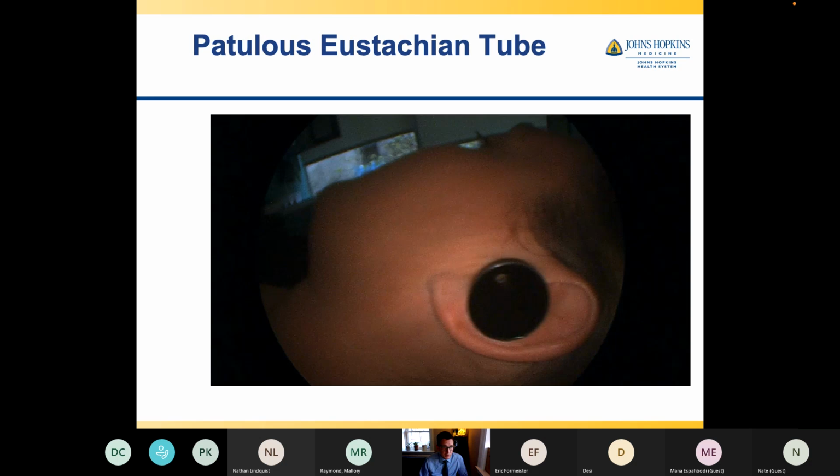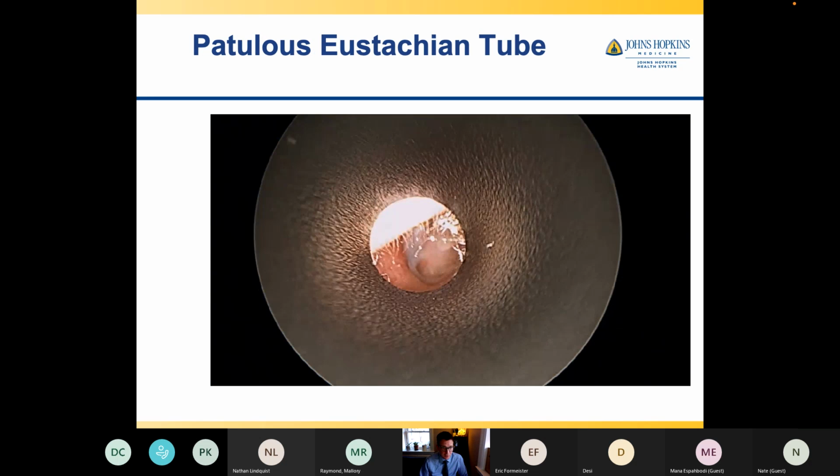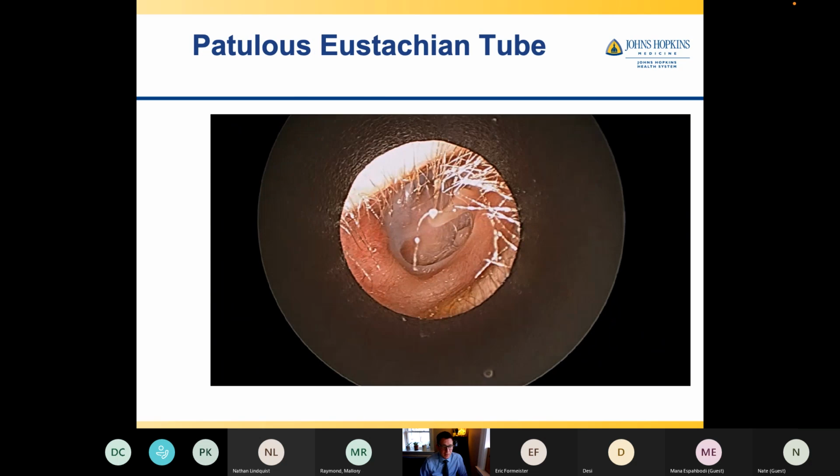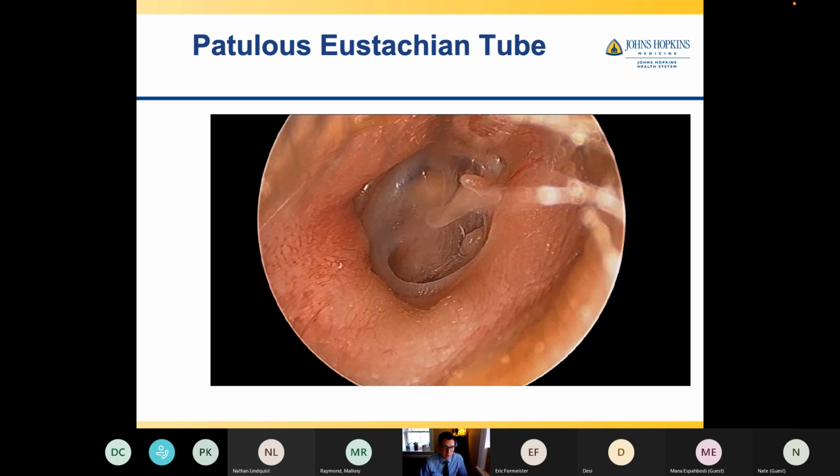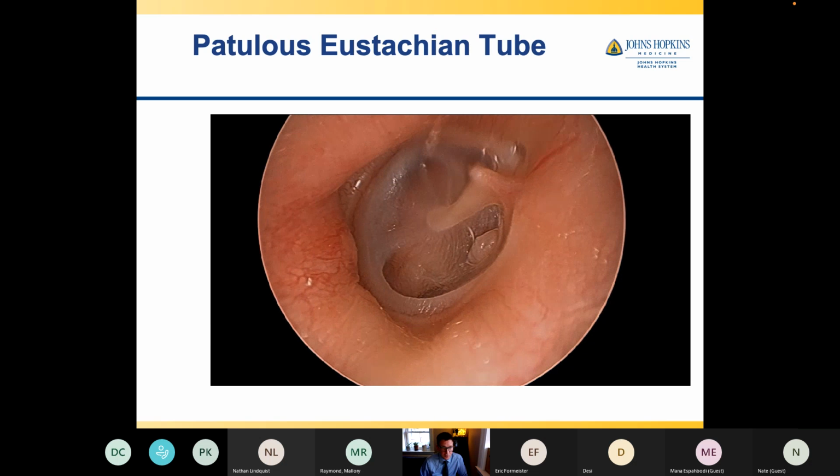So I want to talk about patulous eustachian tube for the rest of the talk. And I think it's really underappreciated. So if you look in this ear, you'd assume that this person has a retraction and obstructive problem.